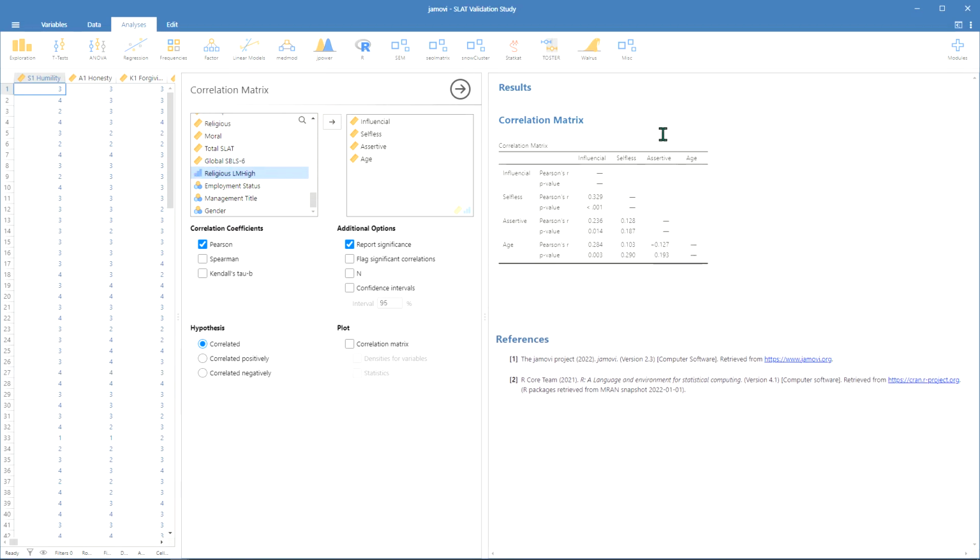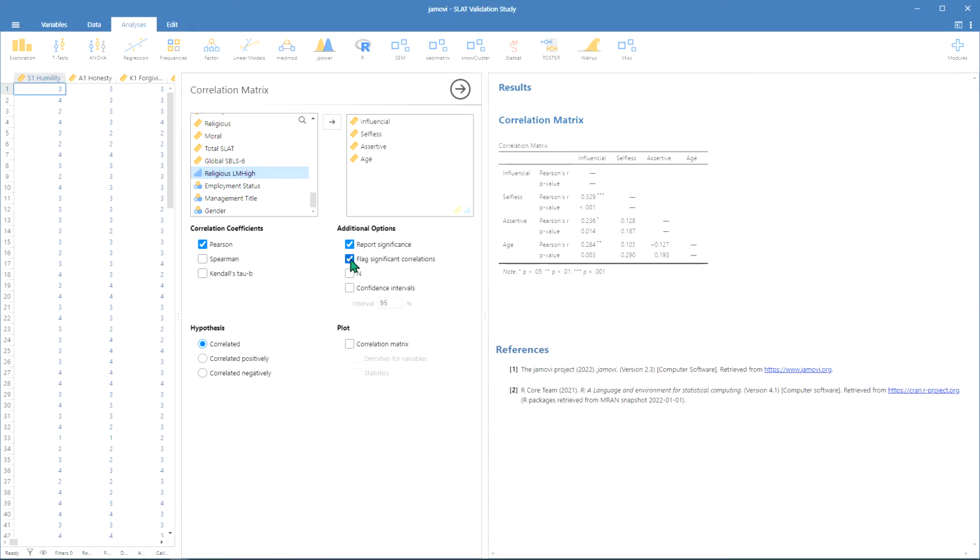What we are looking at over here on the right is our correlations, and Jamovi allows us to even flag significant correlations using this option right here. And when we go through this correlation matrix right here, we can see that the influential category and selfless is significant. In another video, I describe how being below our alpha level of 0.05 means it's significant. In this case, it's less than 0.001. And that's our p-value, and our r-value, or the effect size, is 0.329.